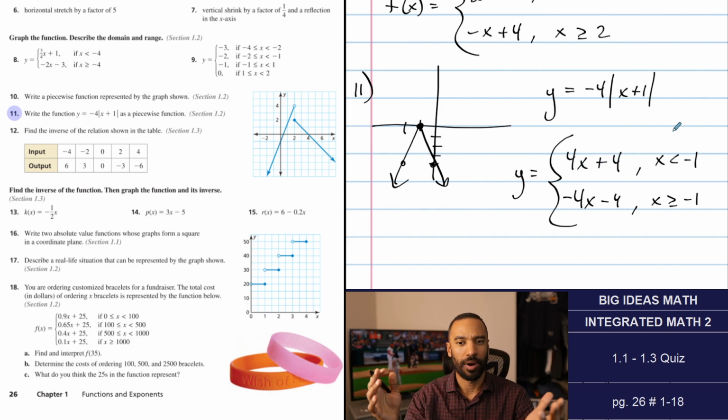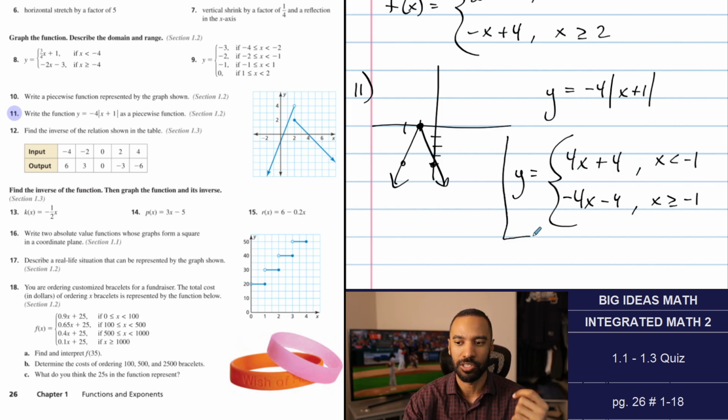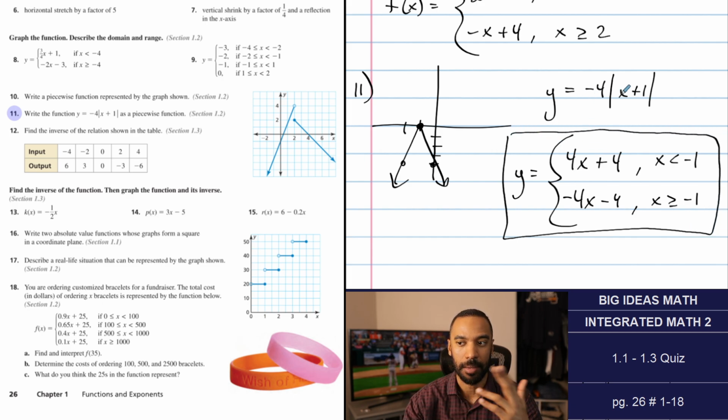It's really all about tracing where it goes. I think it is important to get a sketch of that graph to make sense of what you're doing, and then we can write it out, and this is what the answer actually is. So as an absolute value function, an absolute value function graphed as a piecewise function, in this case, looks like that.